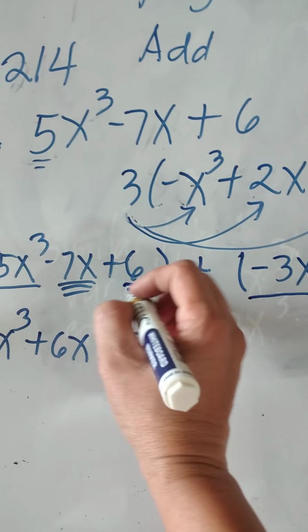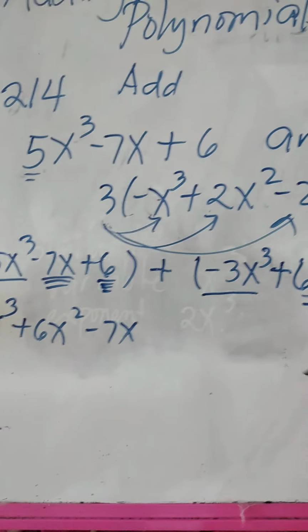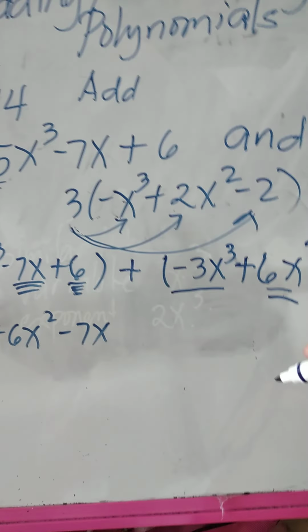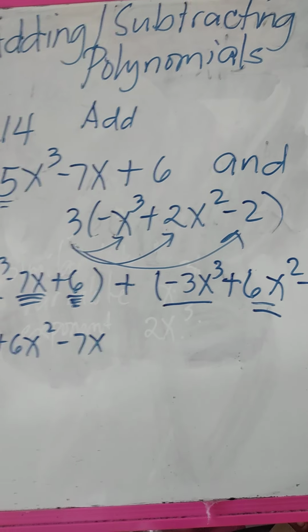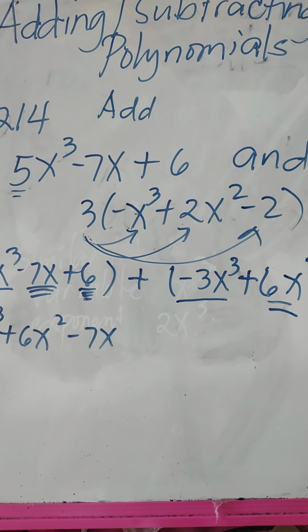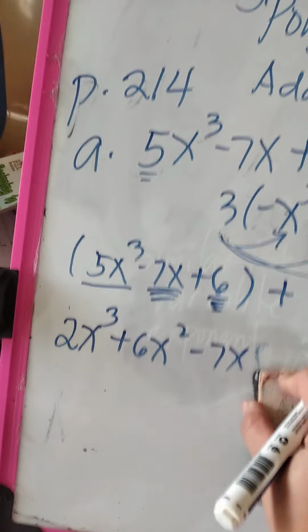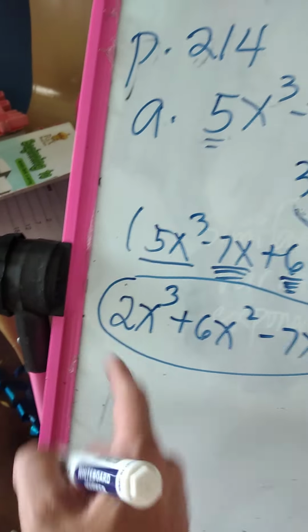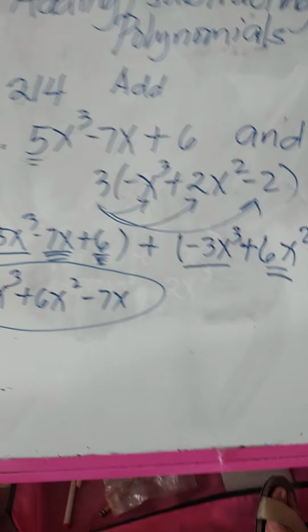And this, they are the same. However, positive 6 and negative 6 are called, if you can remember, additive inverses. And when you add additive inverses, it will give you 0. So plus 0, or you don't need to write plus 0. Okay, so your final answer would be 2x cubed plus 6x squared minus 7x. Alright?